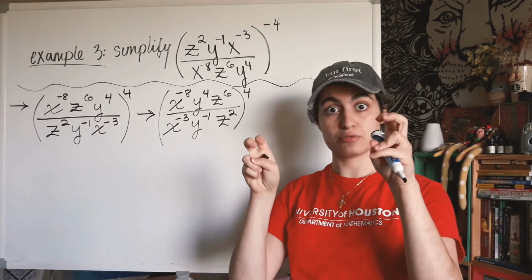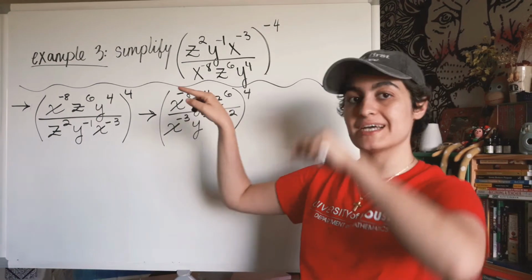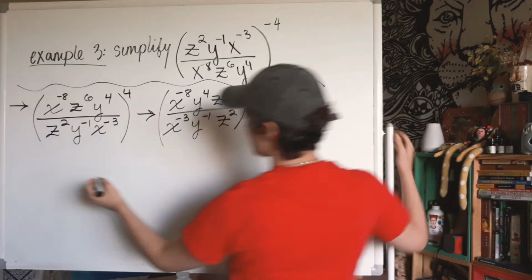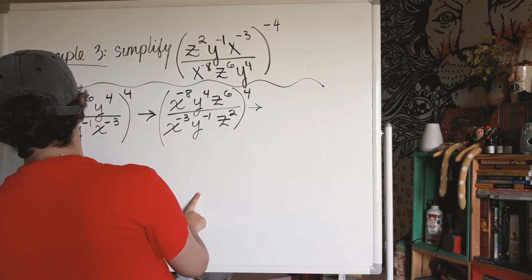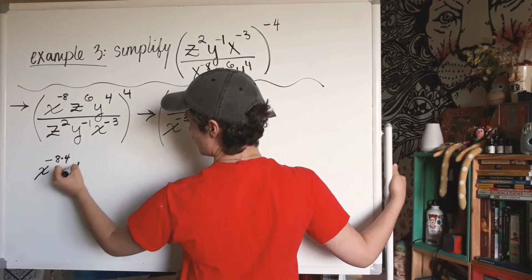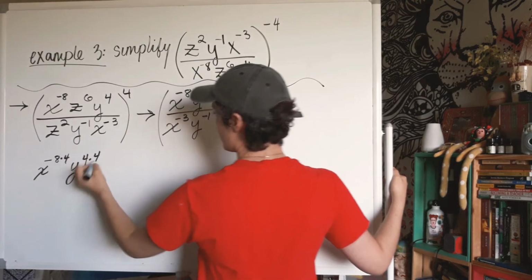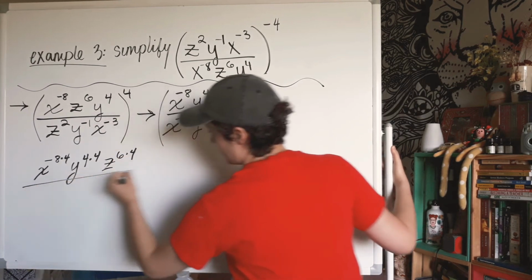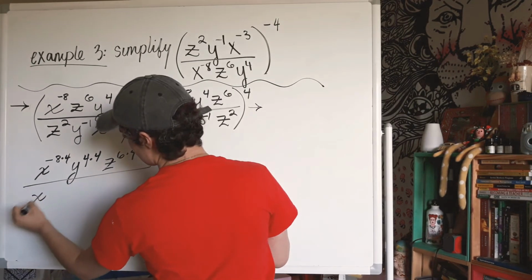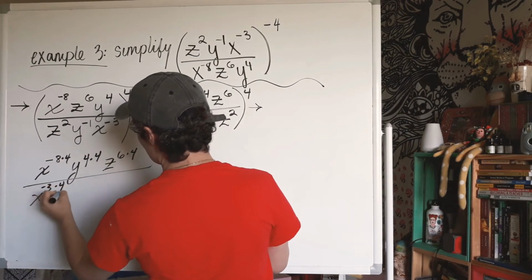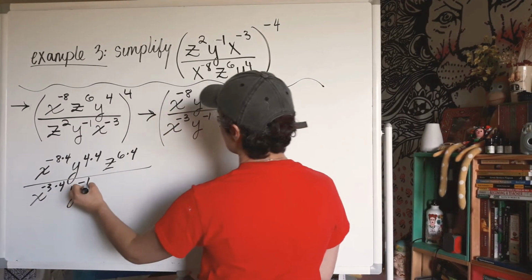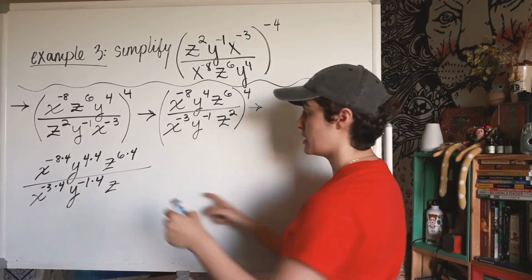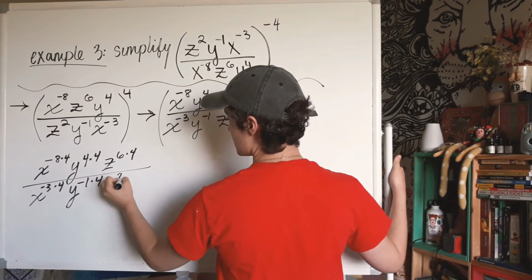What I like to do now is get rid of this parentheses and this exponent, so we're going to distribute that exponent because it's attached to every single thing inside the parentheses. This is what it's going to look like: x negative 8 times 4, y 4 times 4, z 6 times 4, over x negative 3 times 4, y negative 1 times 4, and then z 2 times 4. You can leave a lot of room, which is what I recommend.